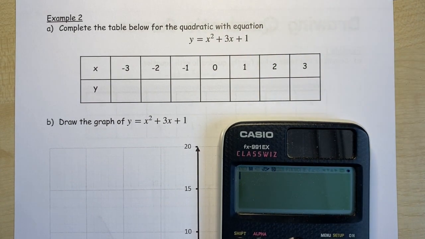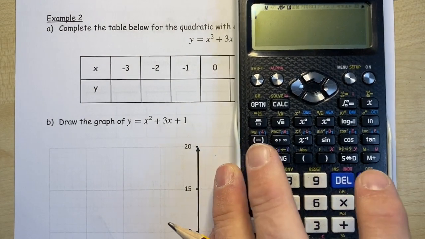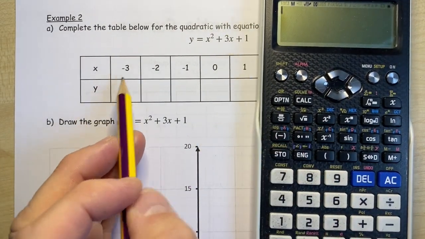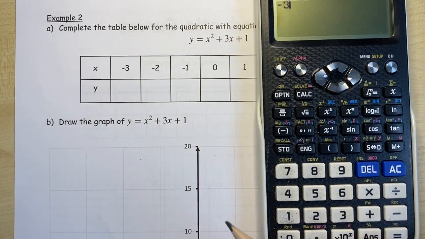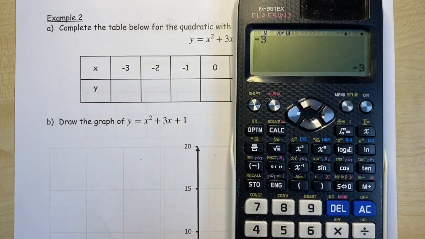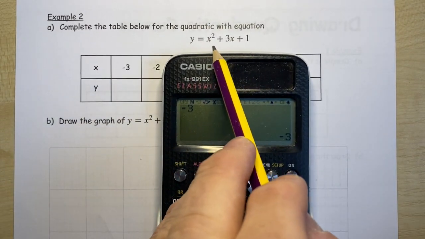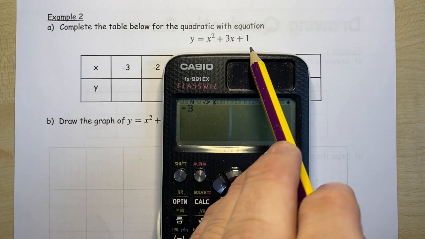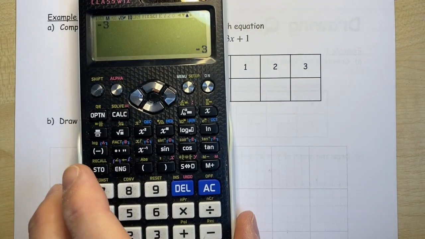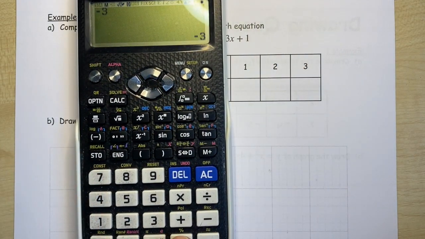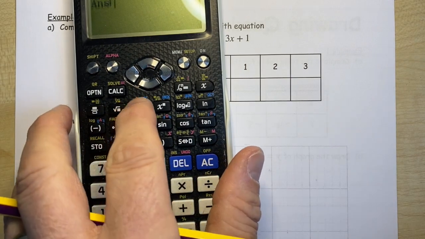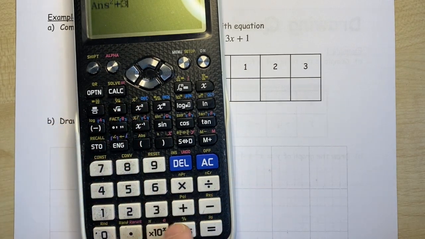Second example, repeating the same maths, but it's just a different equation. So again, I have to clear from what I did for the last one. Again, I'm starting with -3, so -3 and press equals. So that's now stored in the answer button. This time, however, my equation is x squared plus 3x plus 1. So I type in answer button squared plus 3 answer button for 3x plus 1.